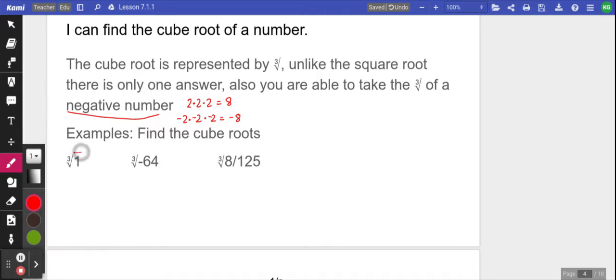The first one is the cube root of 1, which is 1. And again, there's only one answer. The next one is the cube root of negative 64, which is negative 4. And the last one is the cube root of 8 over 125. So that would be 2 and 5, so 2/5.